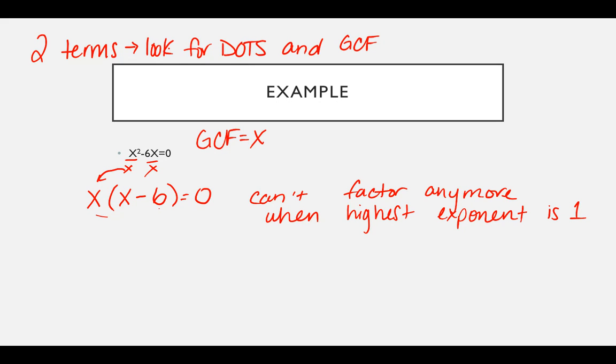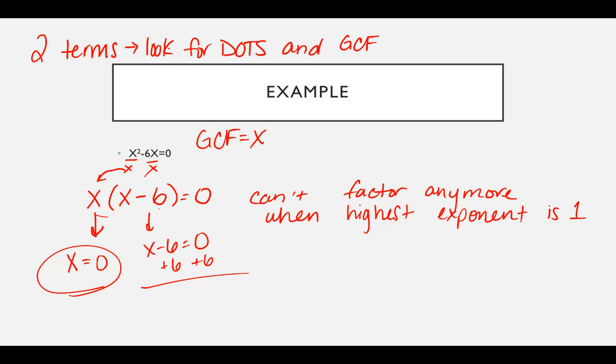So we don't have two sets of parentheses because of this x that was the GCF, but we can't factor any further because that's an x to the first and an x to the first. So now any chunk that has a variable attached to it gets set equal to 0. So we've got x equals 0, x minus 6 equals 0. x equals 0 is already solved. Here you add the 6, and we get x equals 6.